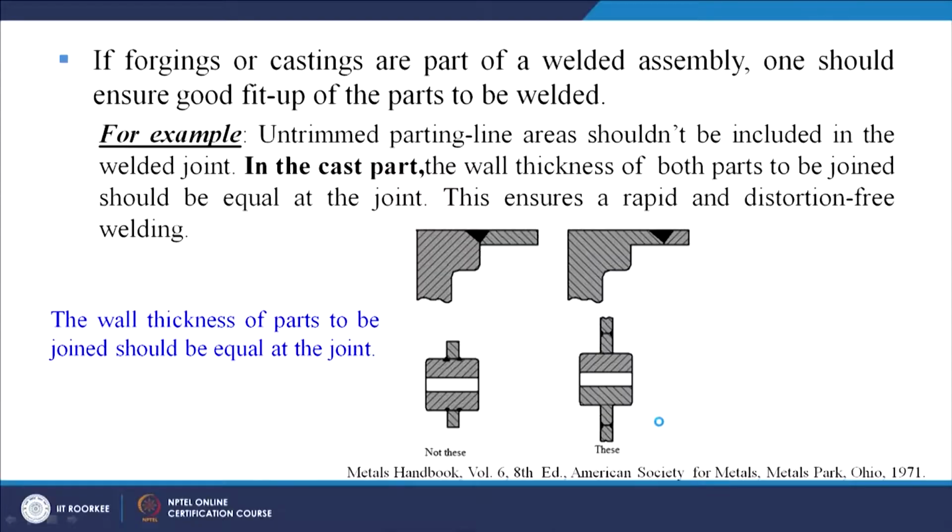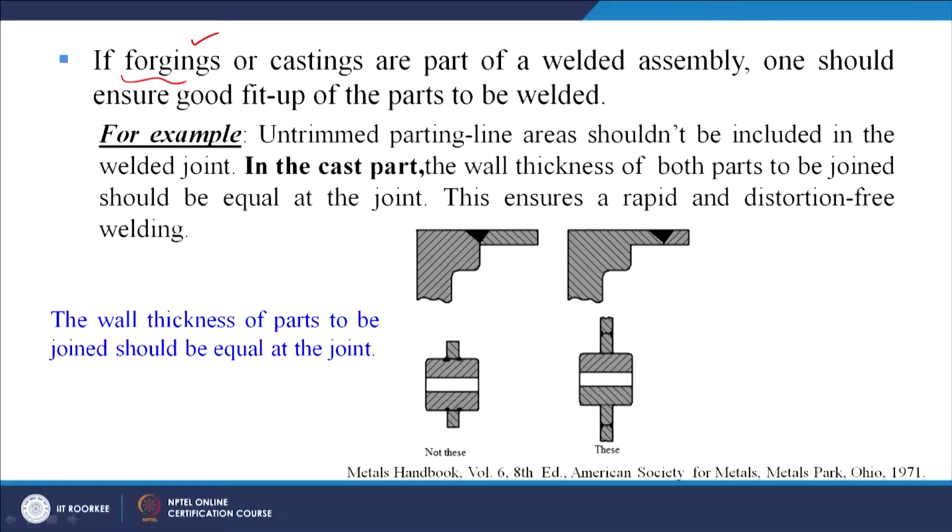If forgings or castings are part of the welded assembly, because we have seen that welding is going to be used for joining 2 or 3 different parts together. Now these 2 or 3 different parts may have been made by different processes. 2 of them are mentioned here, forging or casting. So the parts that we are joining together are individually made either by forging or by casting.